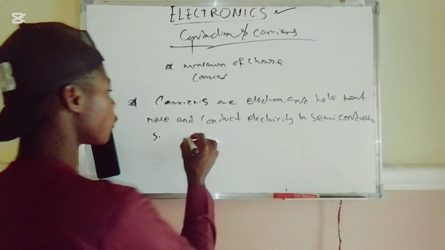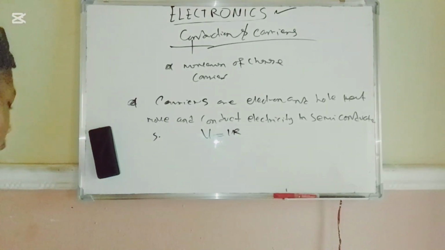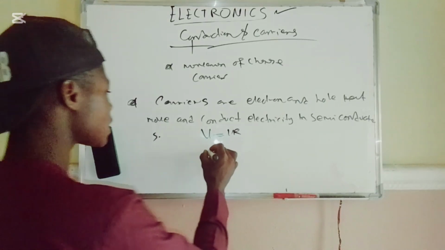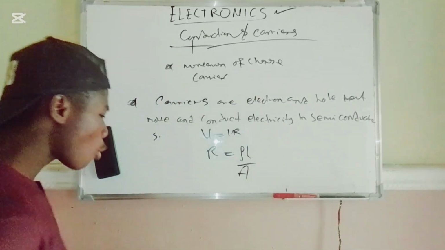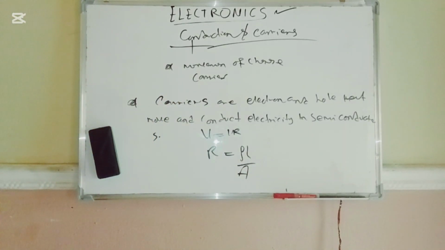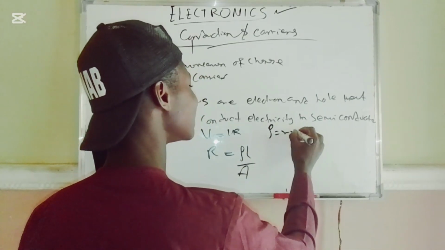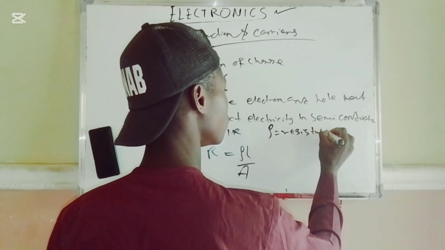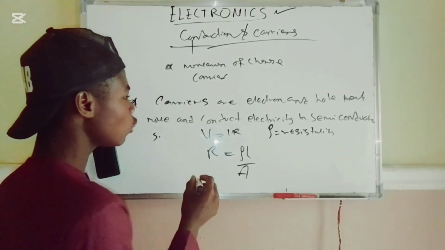So let's recall Ohm's law. Ohm's law: V equals IR. The next thing we are going to recall is the resistance. Resistance is equal to rho L over A, where rho stands for resistivity.